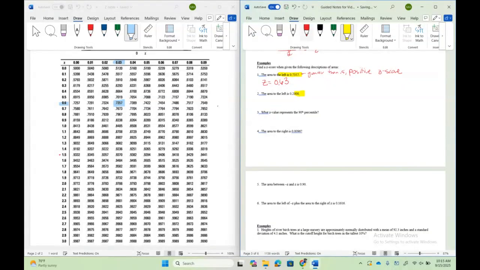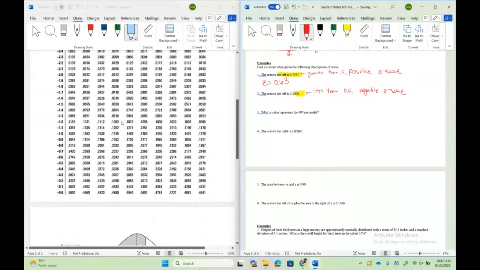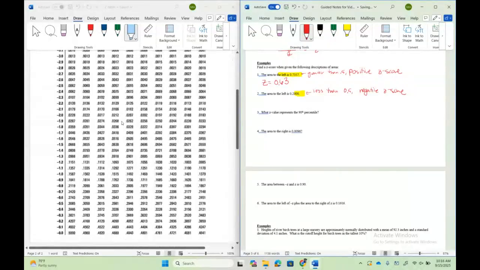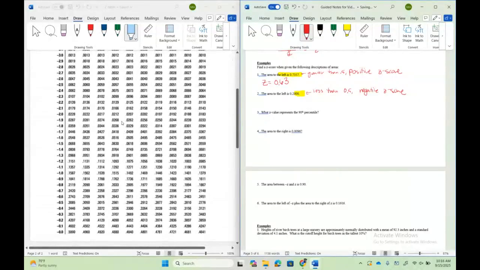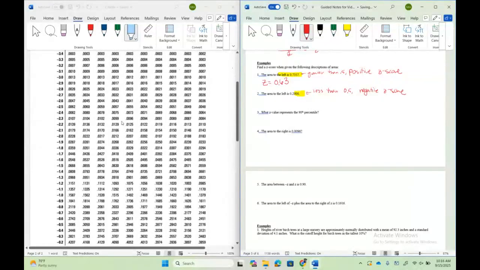All right, next, the area to the left is 0.20. Okay, so if this value given to you is less than 0.5, I have a negative z-score. Okay, so I need to go to the other table where I have negative z-scores, and I need to find something close to 0.2. Okay, so I'm looking and I'm looking.